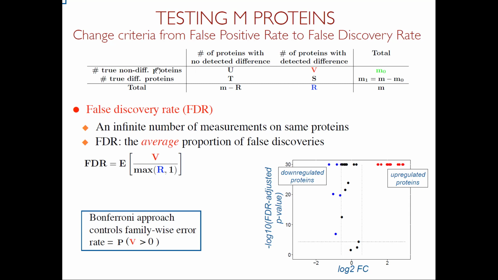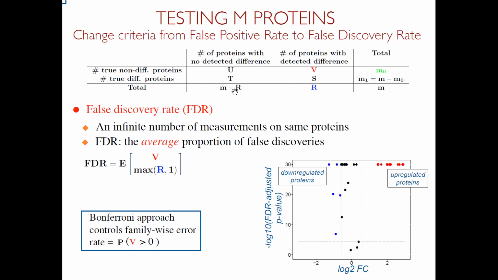And so false discovery rate works with a table like that, where this is the truth. How many proteins are truly not changing? How many proteins are truly changing? And this is our decision. How many we claim as not changing? How many we claim as changing? And the fact is that the only thing which is observable in this table is R, or M minus R, right? So this is how many changes we claim and how many we don't claim.